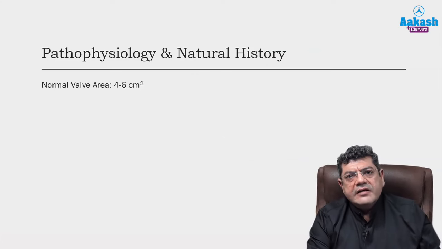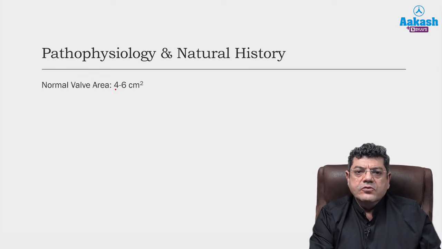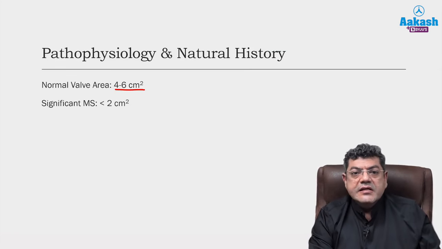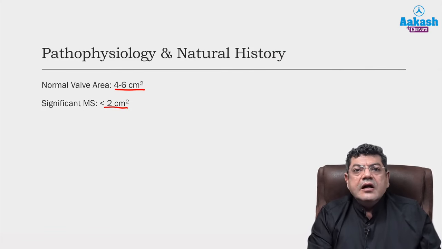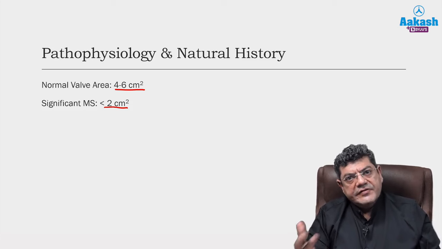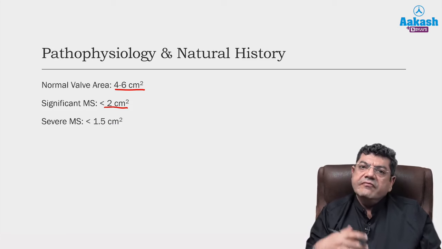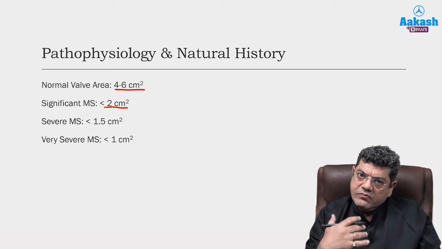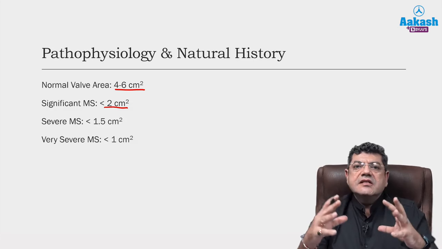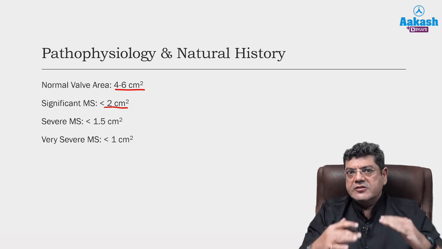The normal mitral valve has an area of 4 to 6 centimeters square, and significant MS is an area of less than 2 centimeters square. There are other categories. Severe MS is less than 1.5 and very severe MS is less than 1 centimeter square. What's the reason that these are defined in this manner?